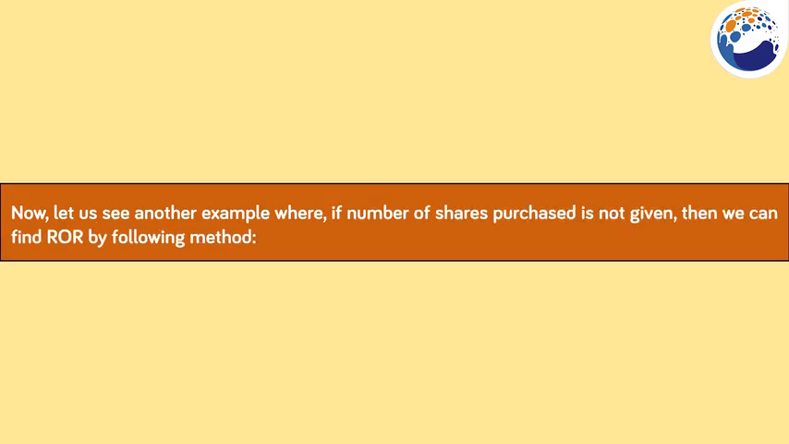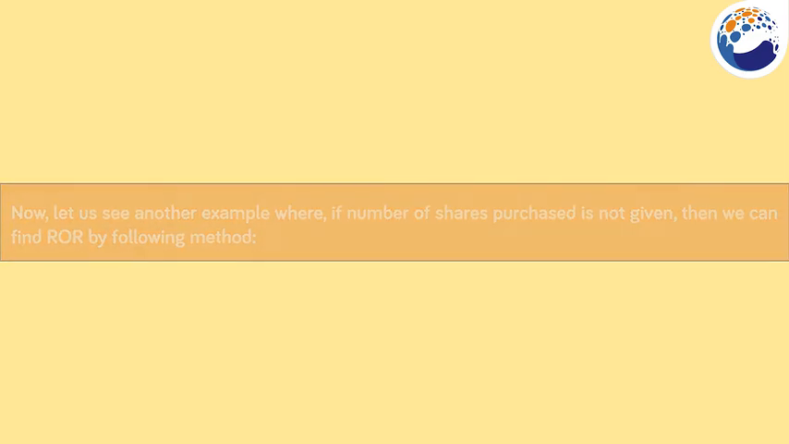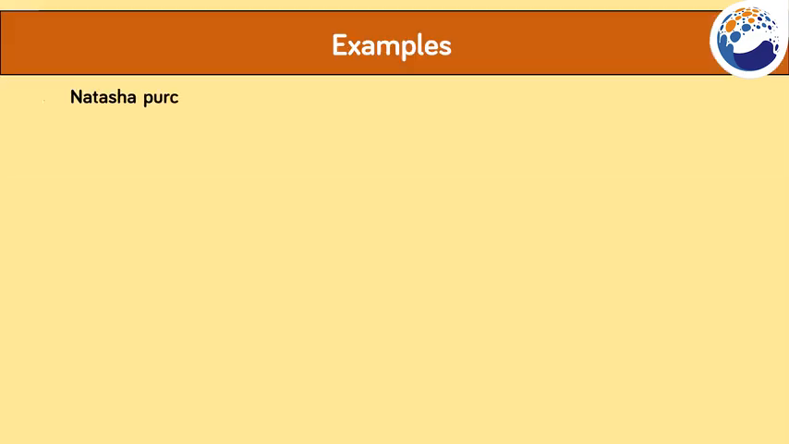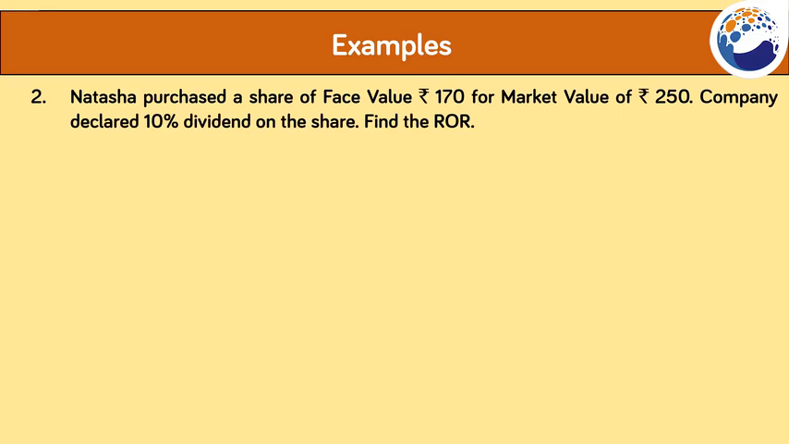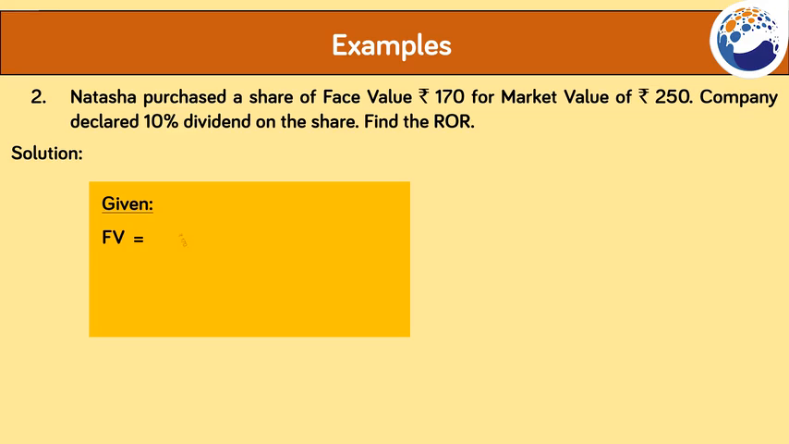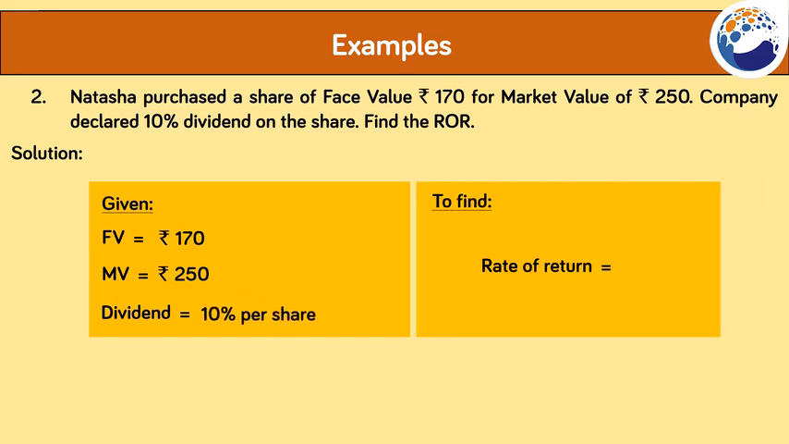Now let us see another example where if number of shares purchased is not given, then we find ROR by the following method. 2. Natasha purchased a share of face value Rs 170 for market value of Rs 250. The company declared 10% dividend on the share. Find the rate of return. Given face value is equal to Rs 170, market value is equal to Rs 250, dividend is equal to 10% per share. To find rate of return.